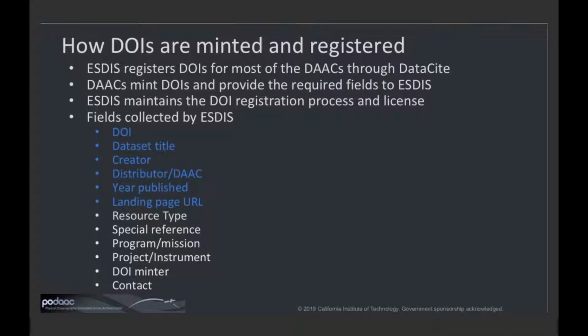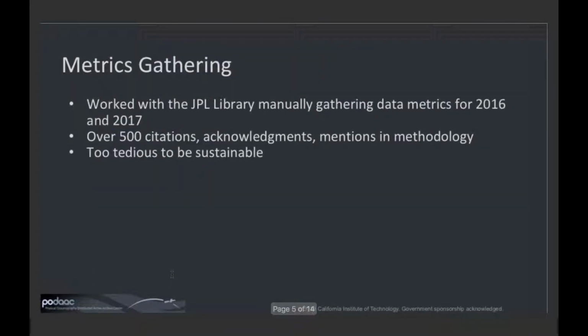So at PODAC, we did an exercise. We have our own library at JPL. We're very fortunate that way. So we had the librarians there try to find metrics and citations of data that were PODAC used in various papers. It was over 500 citations that they came up with, and this included not just the bibliography, but also the acknowledgements, mentions in the methodology, like people would say we used the AVHRR data from PODAC.